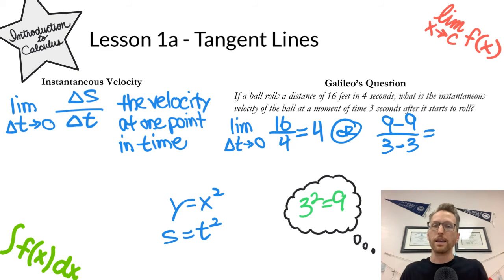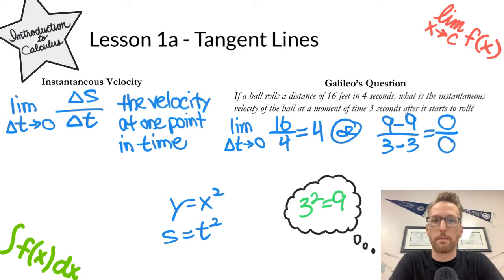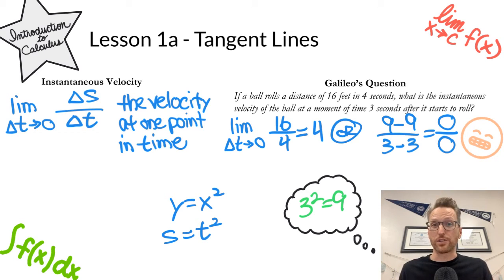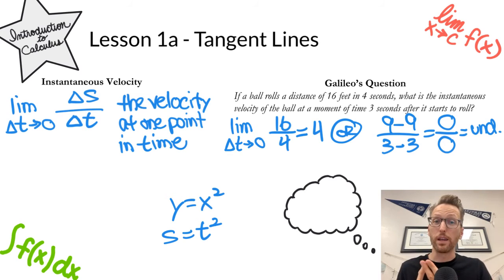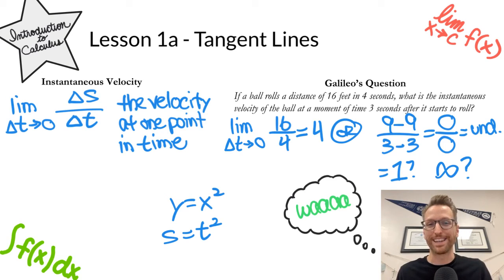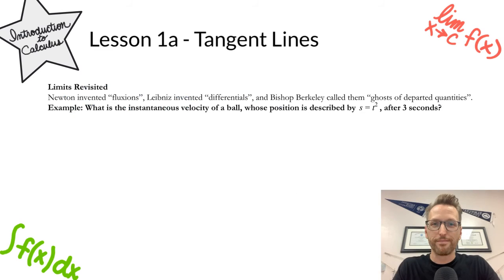What happens with that is we get 0 over 0, which normally we would say is undefined because it's a number being divided by 0. But it's weird because that number is 0 on the top. So there are multiple different answers to this question. It could actually be undefined, or it could be 1, or it could be infinity, or anywhere in between. But we need to take a different approach, and that's what we'll do next, an algebraic approach.